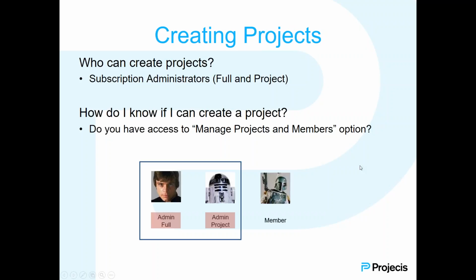During the course of this presentation, we're going to really take a look at three different member types. One type is going to be subscription administrators. In this case, Luke Skywalker is going to be a full administrator versus R2D2, who's going to be a project level administrator. And as I mentioned before, those are the two types that can create projects. The third type that we'll be going over in this particular presentation is a regular member. There are a lot of other types of permissions within Projecis. However, at the subscription level, there are really only three: full administrator, project administrator, and a regular member.